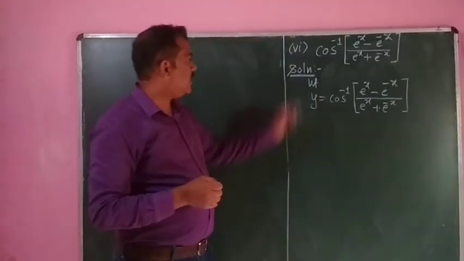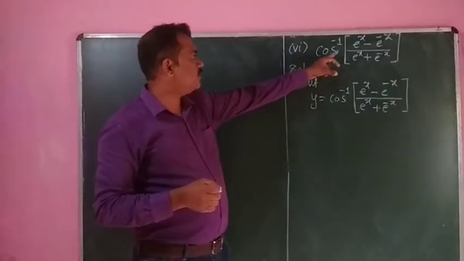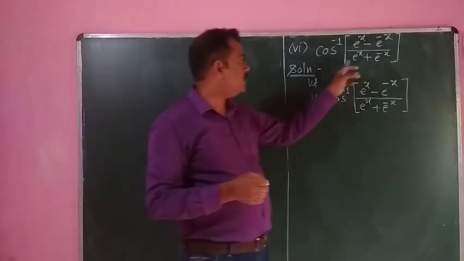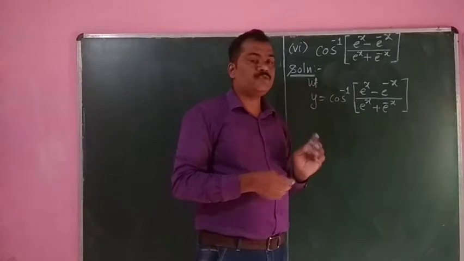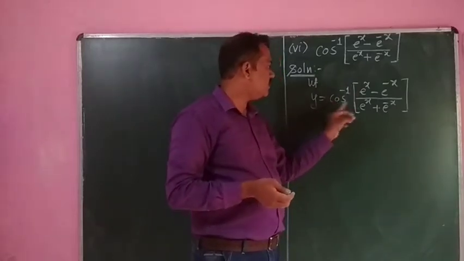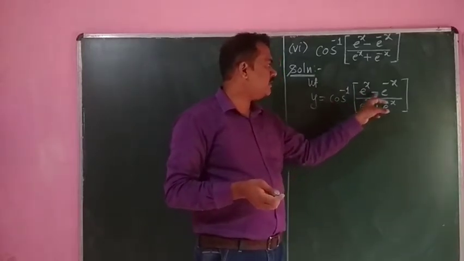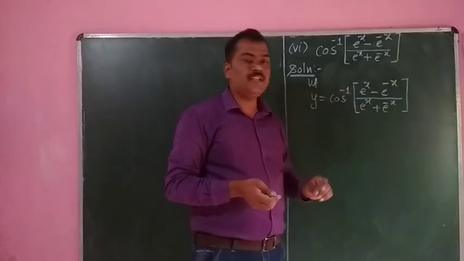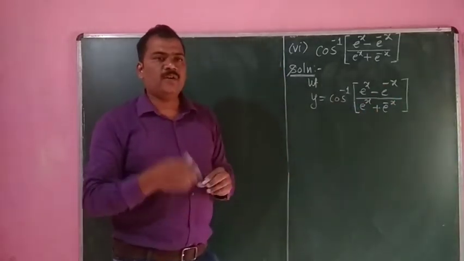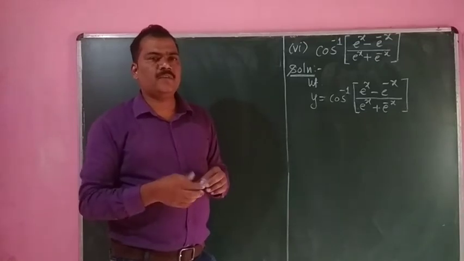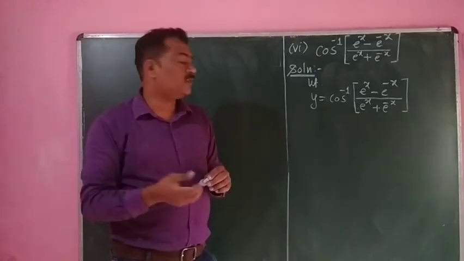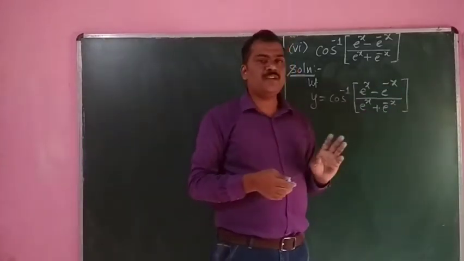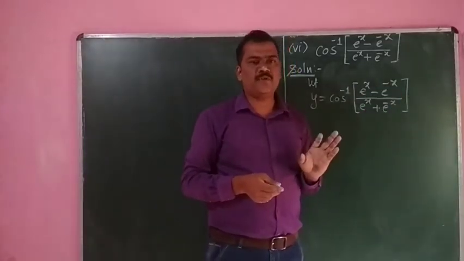Now we have to see example number 6: cos inverse of (e^x minus e^(-x)) divided by (e^x plus e^(-x)). Let y equal cos inverse of (e^x minus e^(-x)) divided by (e^x plus e^(-x)). In the previous videos we already discussed that if the index is negative, first of all we have to make the index positive.